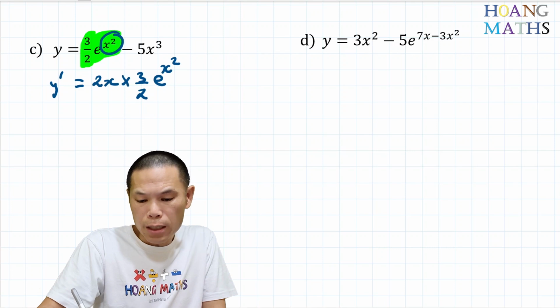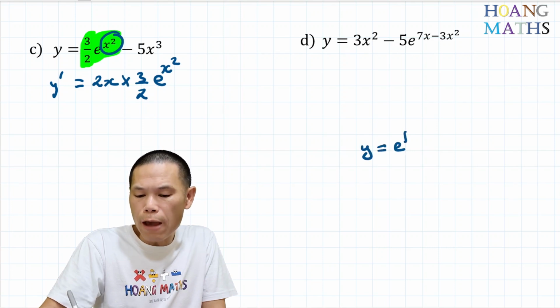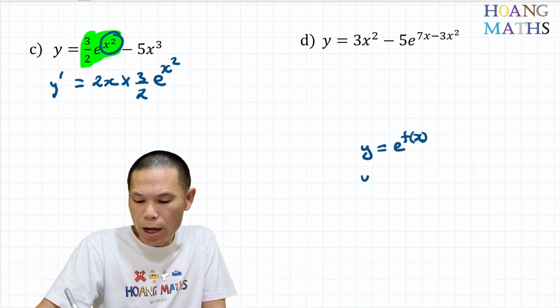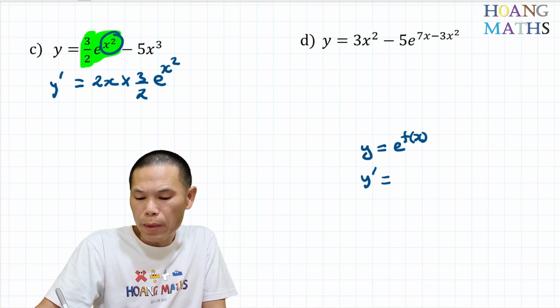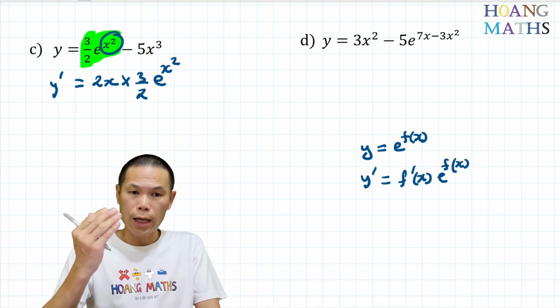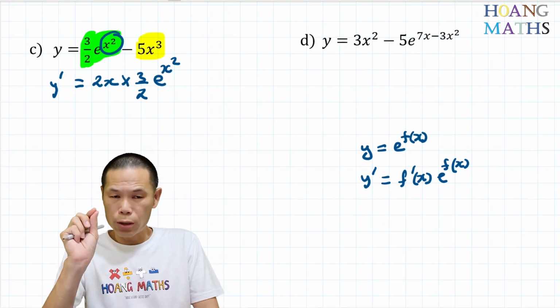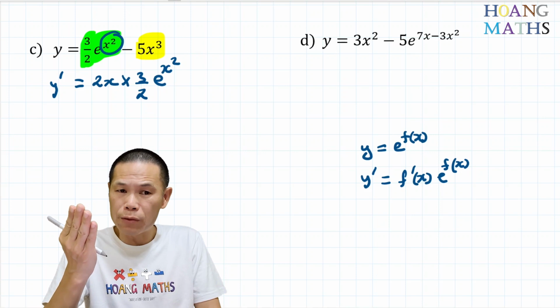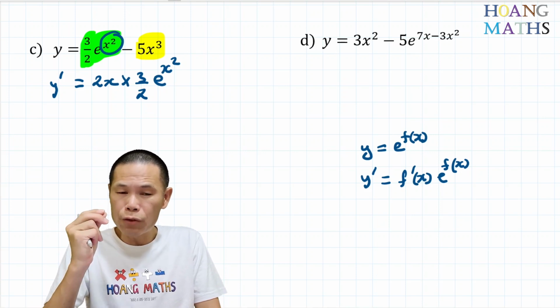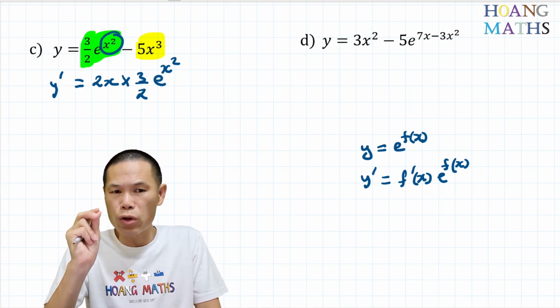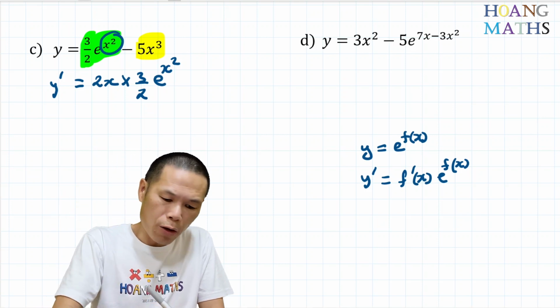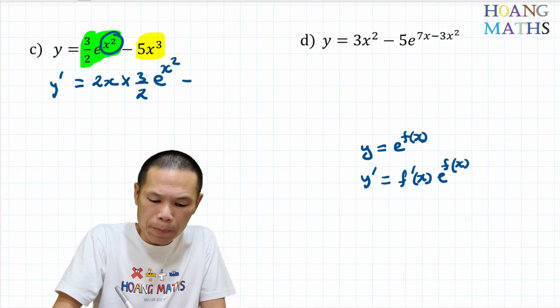So remember, y equals e to the f(x), so y dash must give me f dash x e to the f(x). So don't forget the rule, okay? That's what it is. So now we just differentiate 5x to the power of 3. The 3, we bring it down, becomes 5 times 3 is 15, and 15x squared, okay? Because 3 minus 1 is 2. So now let me just write this down. So it becomes minus 15x squared.